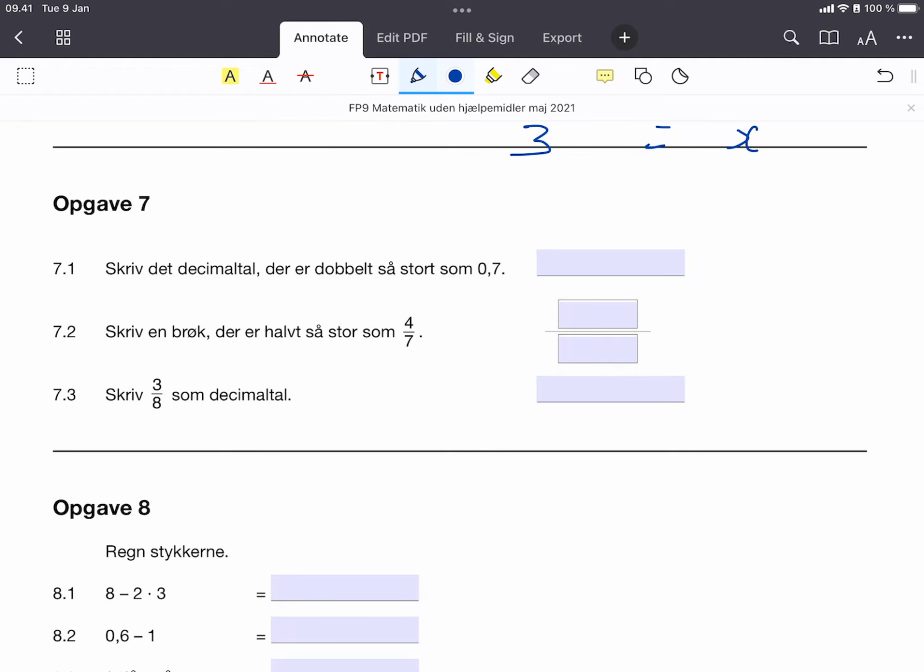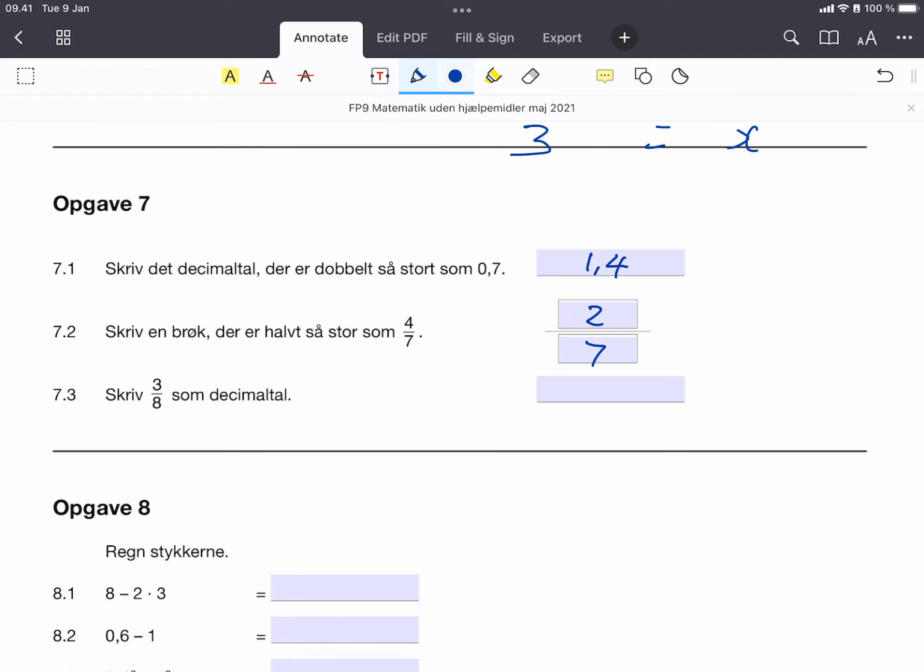Few things with decimals and fractions. Write a decimal that is twice as big as 0.7. That's 1.4. I'm not going to go to great lengths to explain why. Write a fraction that is half as big as 4/7. That's going to be 2/7.